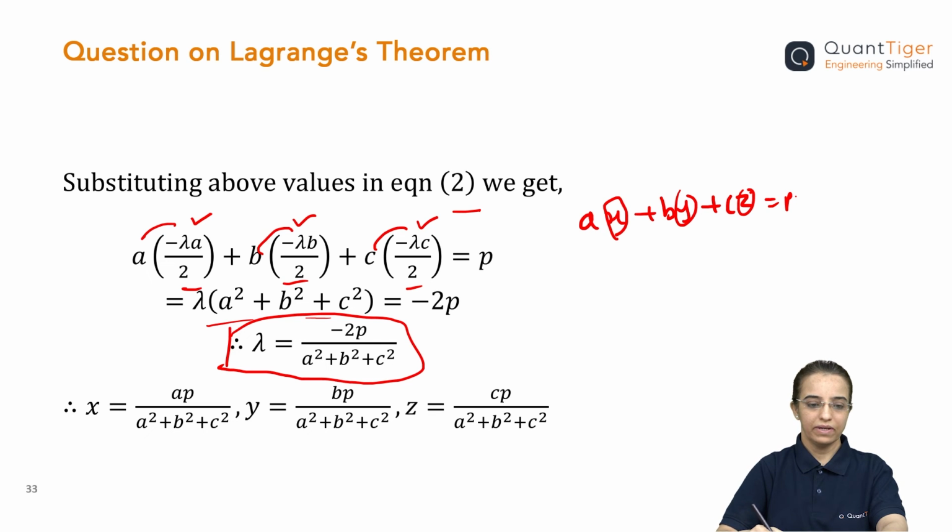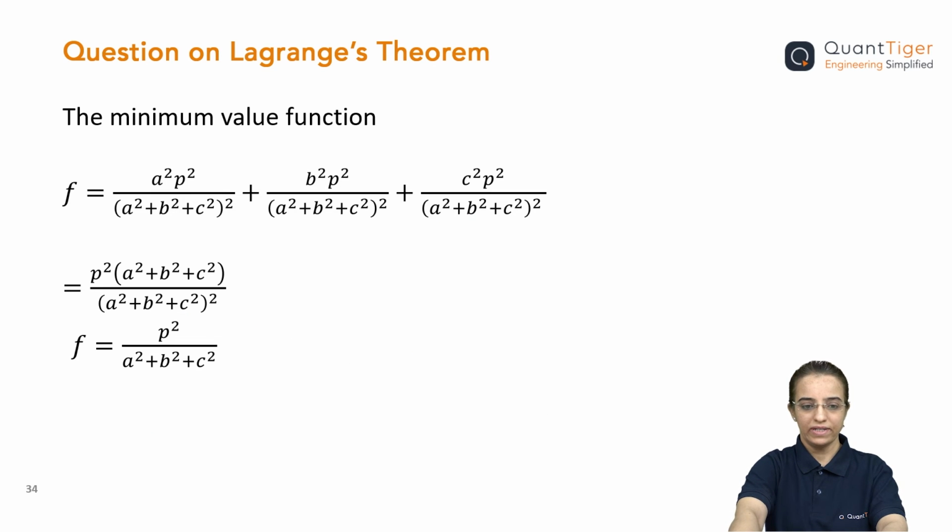So here in x, whatever value we got for x, in place of lambda I have put this one, minus 2p upon ab plus a square plus b square plus c square, and the same thing for y and z. So this is how we now get rid of lambda from the x, y, z values. Now these are nothing but the stationary points, the coordinates of x, y, z. So this is what we got.